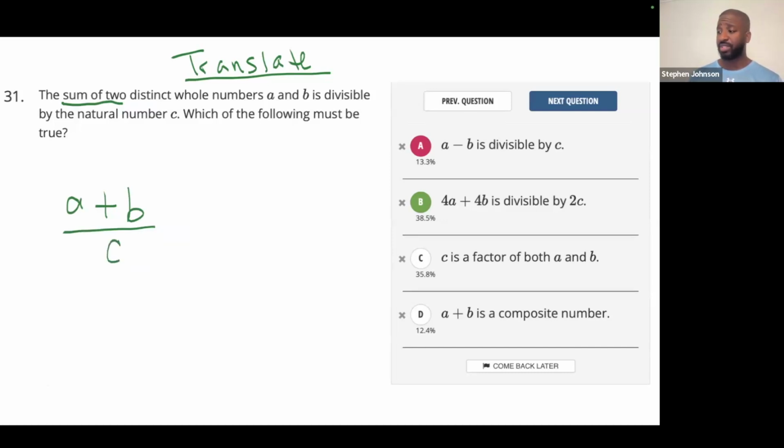Well, first of all, let's make sure we understand divisible by C means whatever A plus B is, once we divide by C, we're going to get a whole number, right? So I'm going to say A plus B over C equals whole number, not decimal, not fraction, but a whole number. So choice A, A minus B is divisible by C. Not exactly. Like, why is that the case? And in fact, there's another strategy here.